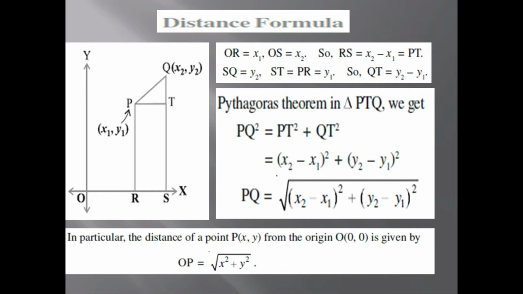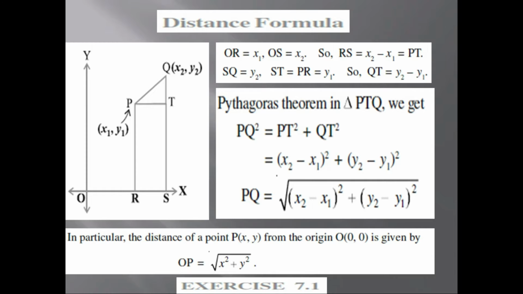Now in particular case, when the distance of a point P of x comma y from the origin, now you know that origin is 0 comma 0. It means any one point, either x1 and y1 or x2 and y2, will be 0 0. So you will be removing the 0 from that number, so that automatically, if it is OP, then the formula for OP, where O is origin and P is any point, is equal to root of x square plus y square.